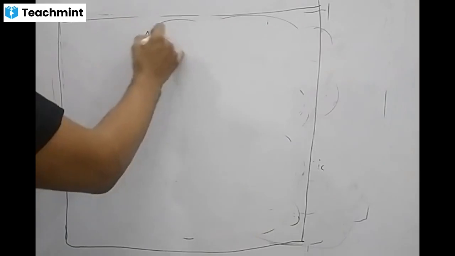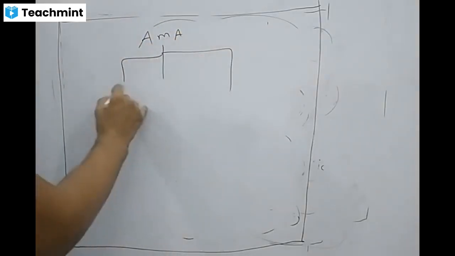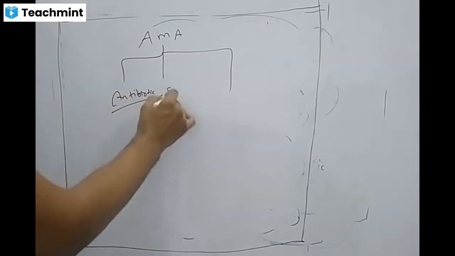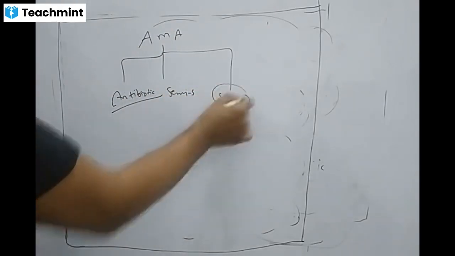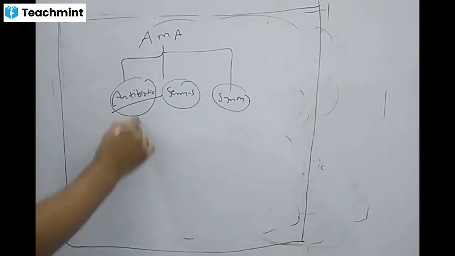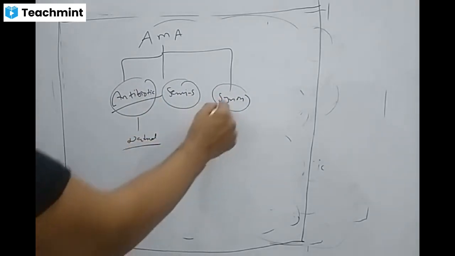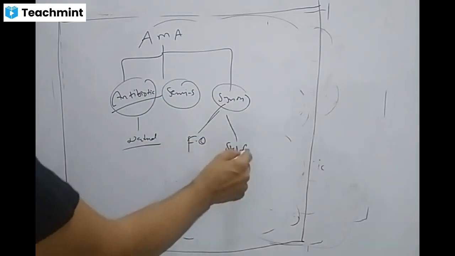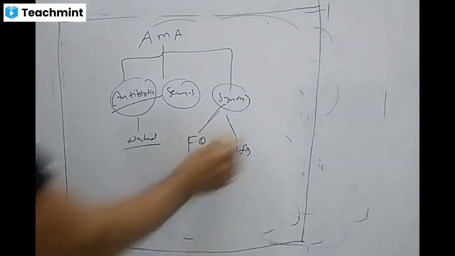So antimicrobial agents like antibiotics, or they may be semi-synthetic or synthetic. These are the three categories. Antibiotics are natural, and synthetics are two: fluoroquinolones and sulfonamides.